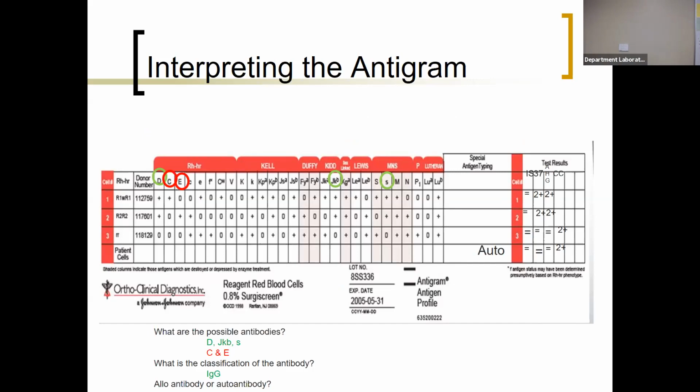The reason for that is if you grab the wrong lot number, maybe a previous lot number, then the antigenic expression on the cells might be different. You could potentially identify the wrong antibody. Okay, so we always want to pay attention to the lot numbers. All right.